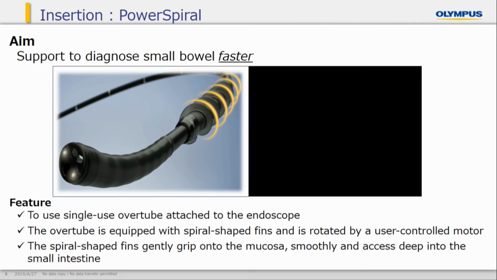Let's move on to the next function, which is the power spiral. This is also a purely new technology we just launched in the market in the US, in several regions. This power spiral aims to support the diagnosis for the small bowel faster.